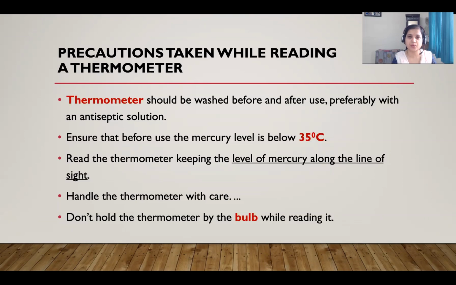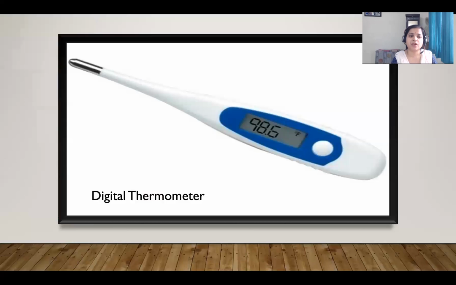And handle the thermometer with proper care, and don't hold the thermometer by the bulb. Why? If you touch it or hold it by the bulb, then your body temperature will be transferred into the bulb, so you cannot measure the accurate temperature. Understood? Nowadays digital thermometers are also available.